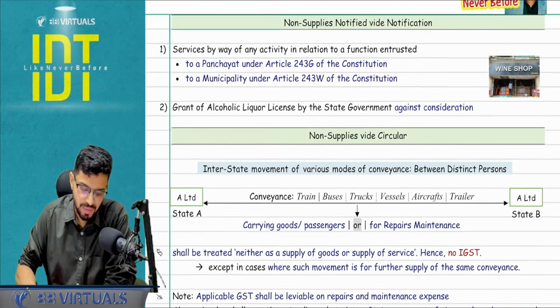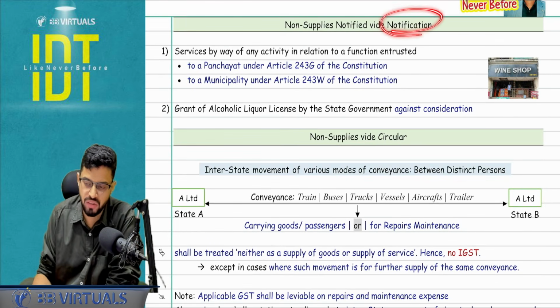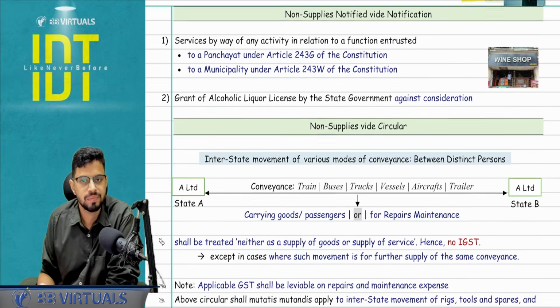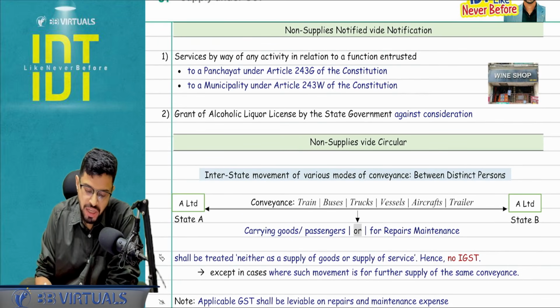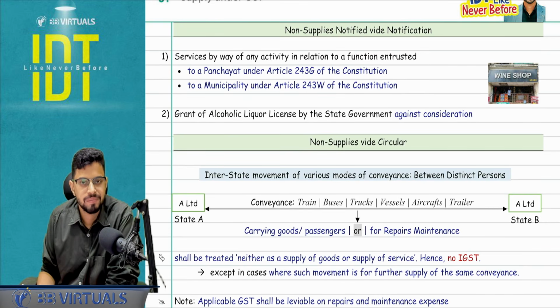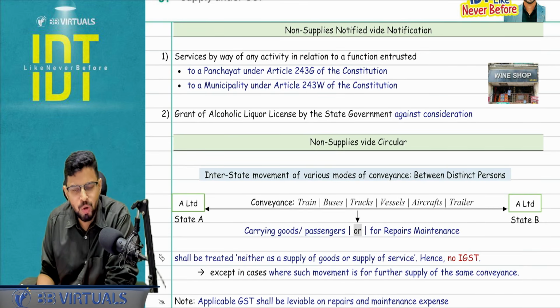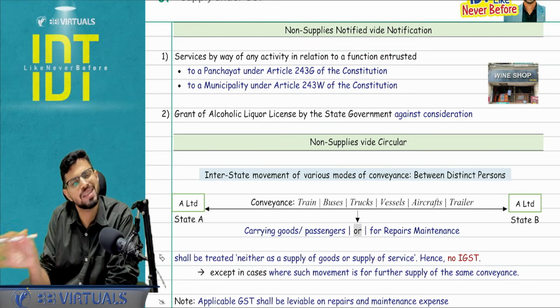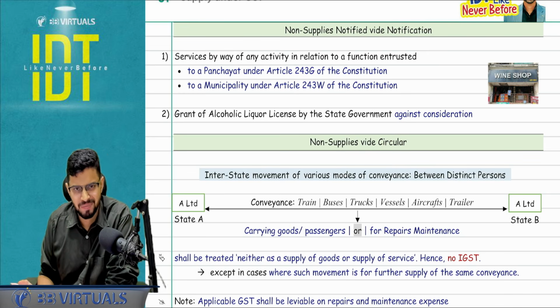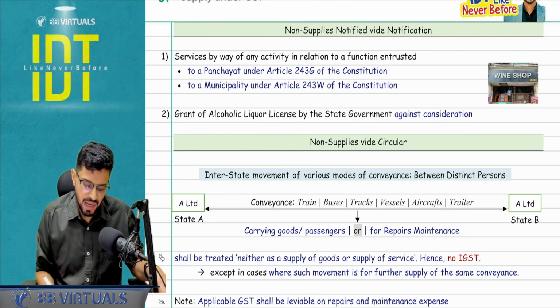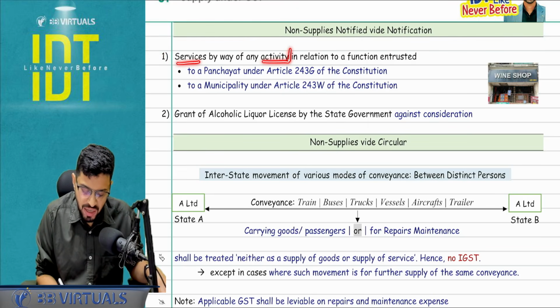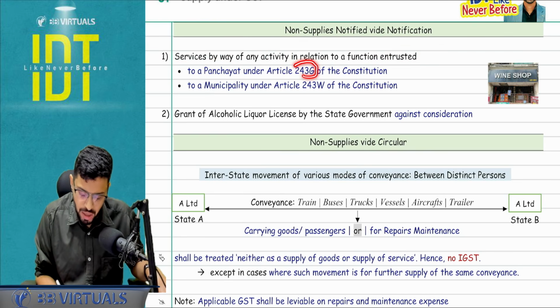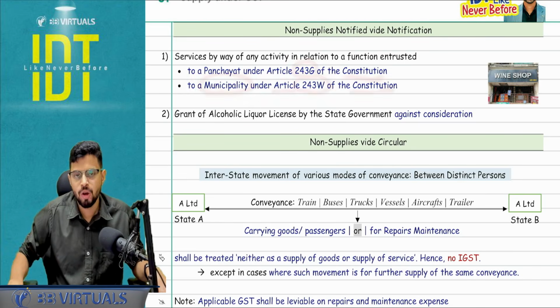Okay. Let's see. Non-supplies which are notified via notification. Sir, in paper, do we need to learn that this was notification circular? Absolutely fine. If you don't do it, you can write this is not a supply. It's okay. So let's read first and then we will analyze. Service by way of any activity in relation to a function entrusted to a panchayat under Article 243G or municipality under Article 243W of Constitution.